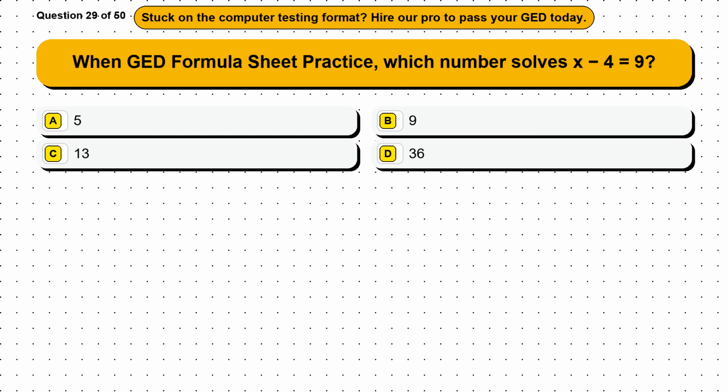Question 29. When GED formula sheet practice, which number solves x minus 4 equals 9? Option A, 5. Option B, 9. Option C, 13. Option D, 36.